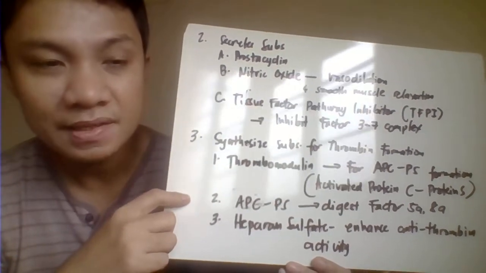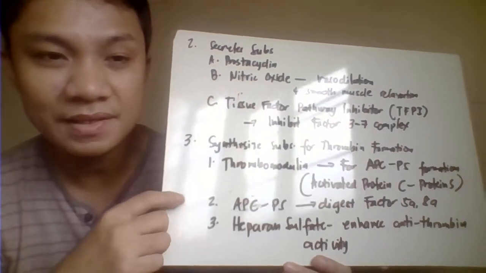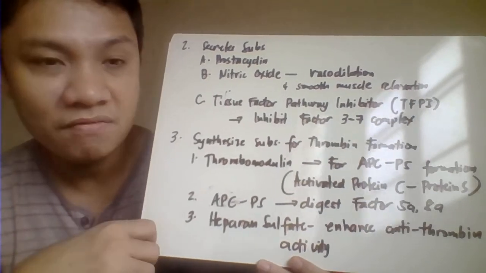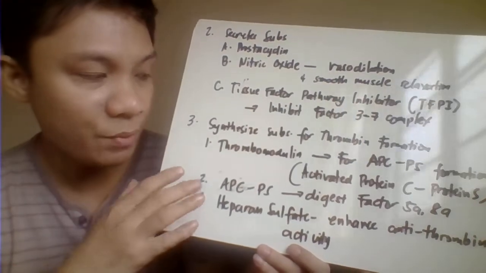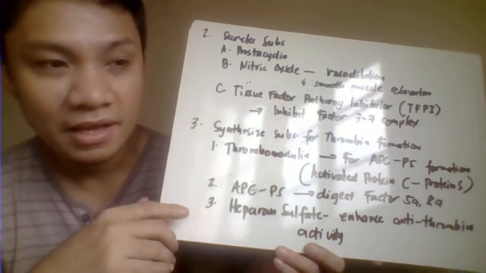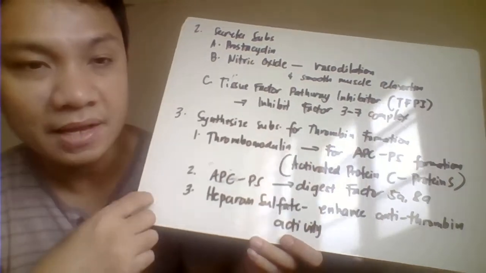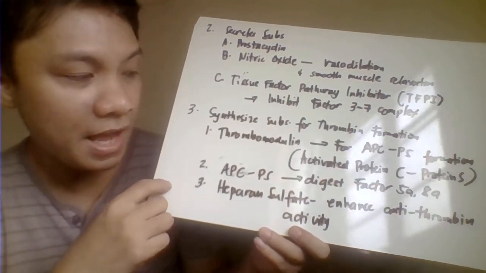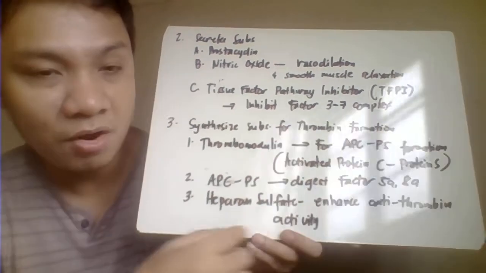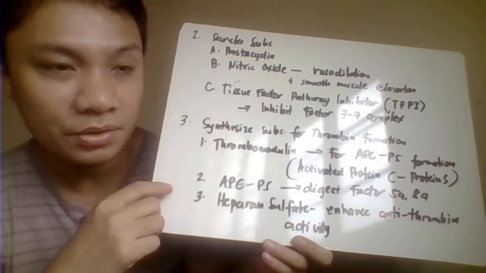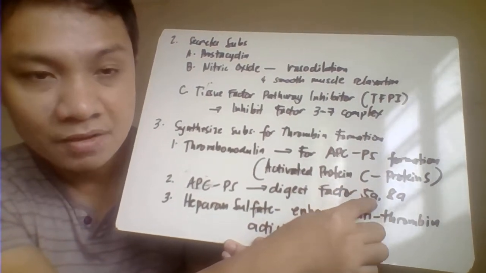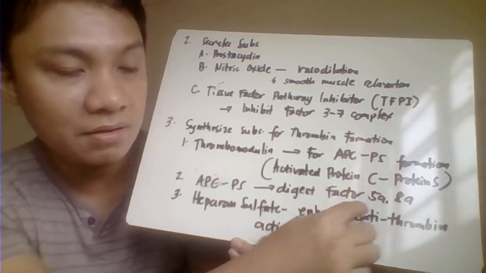The other one, we have here the synthesis of substances which try to prevent the formation of your thrombin. First one, we have your thrombomodulin. Your thrombomodulin would help here in the formation of your APC protein S complex. Ano ginagawa ni APC protein S? Ang meaning of your APC, activated protein C. Ano ginagawa ni APC protein S complex? It tries to digest the factor 8 and factor 5. A stands for activated factor 5, activated factor 8.